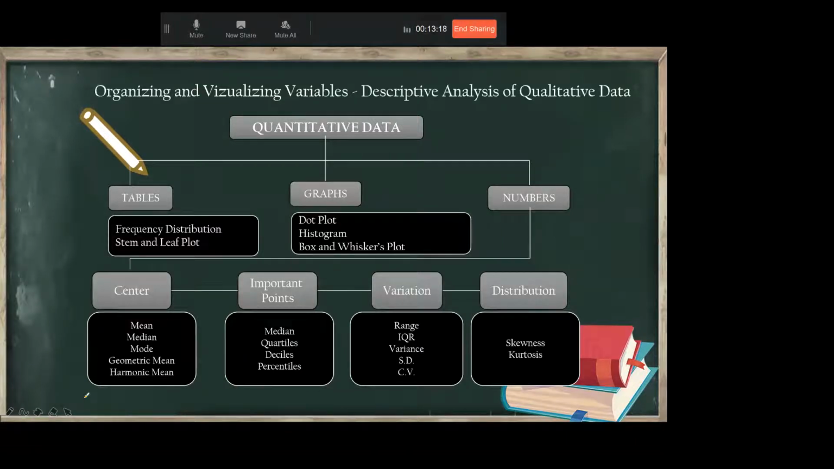Today we will discuss first how to measure the important points. That is again median, quartiles, deciles, percentiles. Little bit we talked about this I think in previous class, but today we're gonna learn more in detail. What is the meaning of important points? Why do we need it? That's what we're gonna learn.